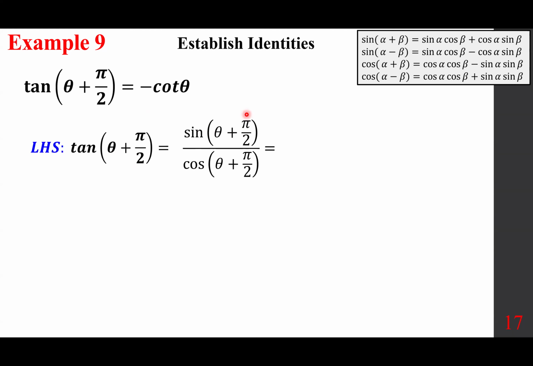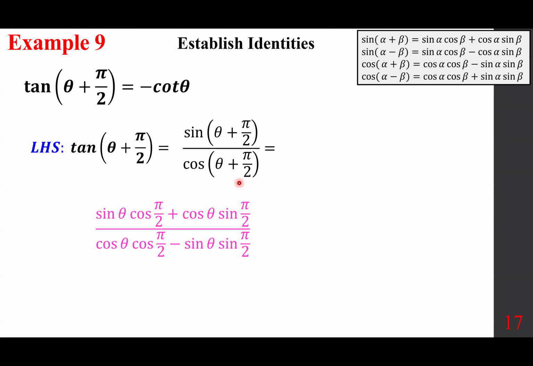Okay, let's look at the top one, sine of alpha plus beta. Sine theta cosine pi over 2 plus cosine theta sine pi over 2. That would be the top. Cosine of theta plus pi over 2, this one: cosine theta cosine pi over 2 minus sine theta sine pi over 2. So let's plug in.